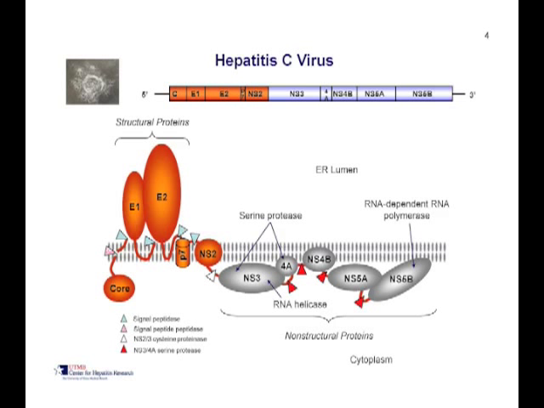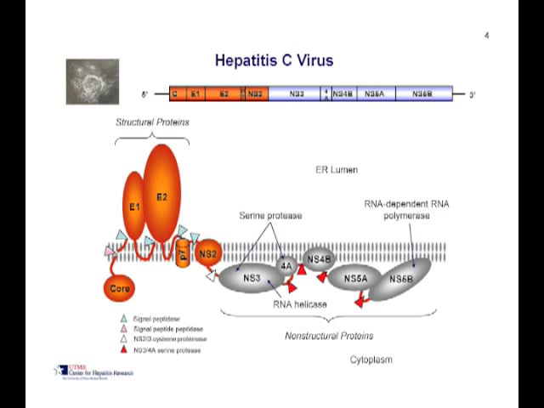It has these 2 envelope glycoproteins that are heavily glycosylated, a nucleocapsid protein that is part of the virus structural protein complement, and then it has these 5 non-structural proteins that are involved in replication of the viral RNA. And these 2 other proteins, membrane-associated P7 and NS2, play roles in assembly of the virus particle.